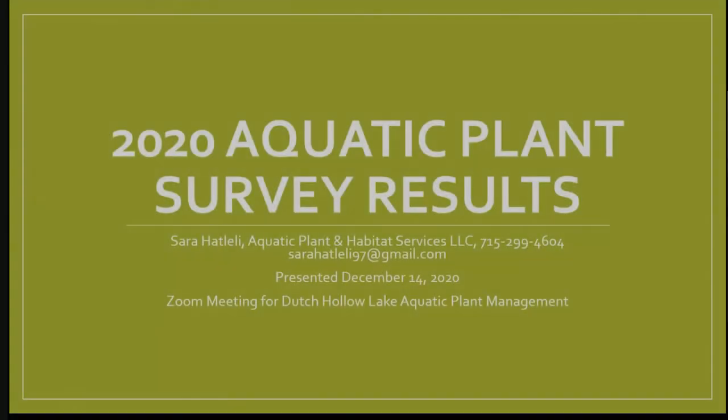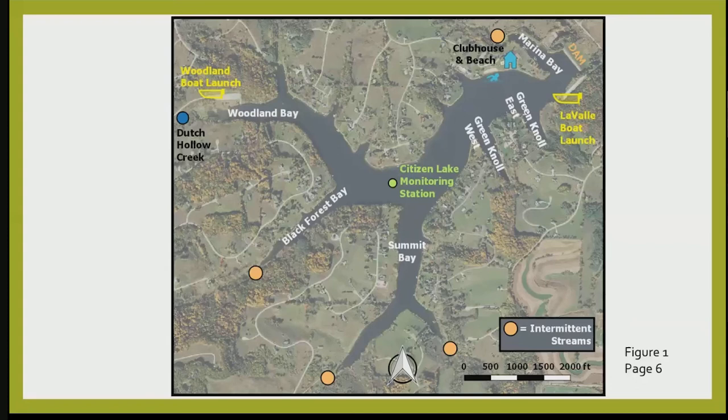So this is a presentation of the aquatic plant survey and Eurasian water milfoil survey results from 2020 in Dutch Hollow Lake. This map that you're seeing right here is found on page 6 of the report. I point this out first to make sure that those who are watching know where to find locations of named bays as they are mentioned in the presentation.